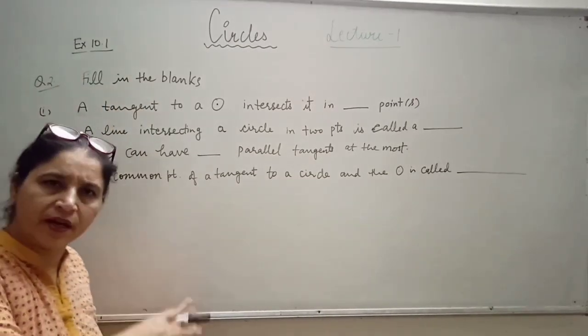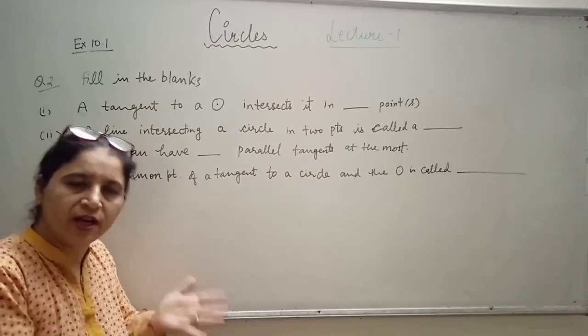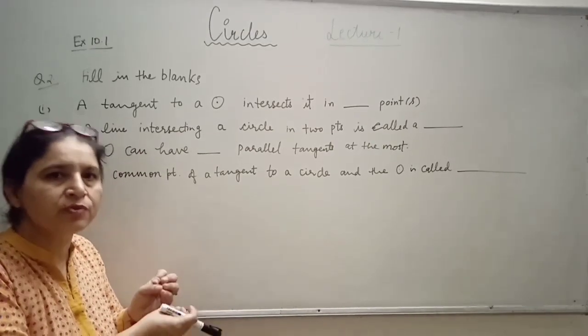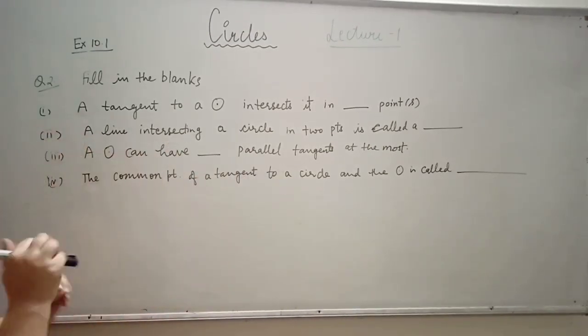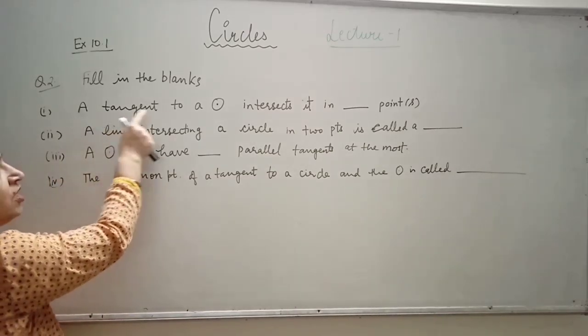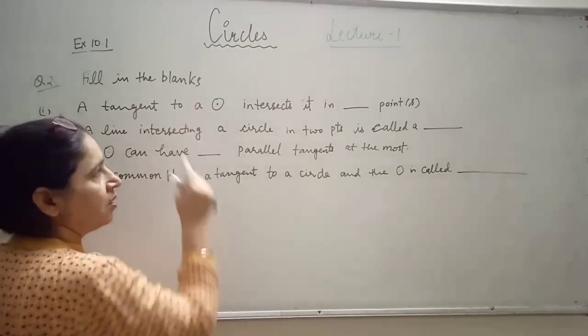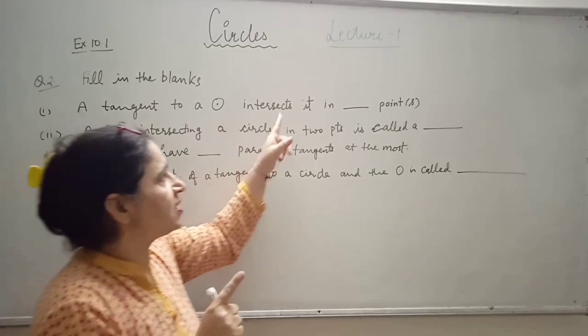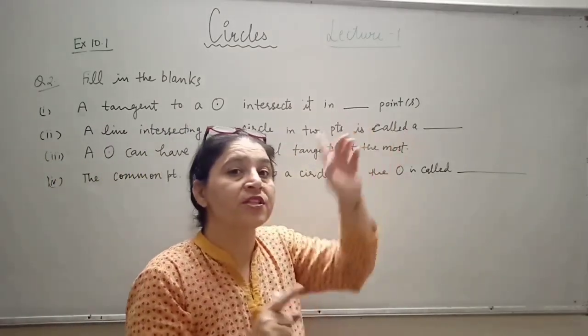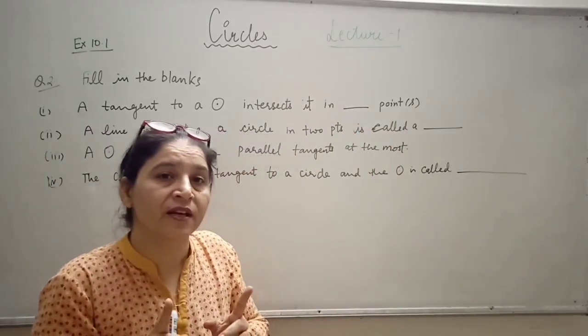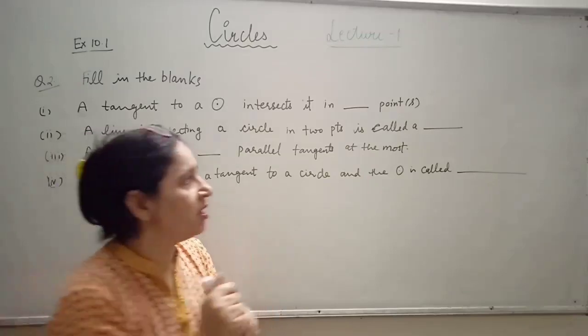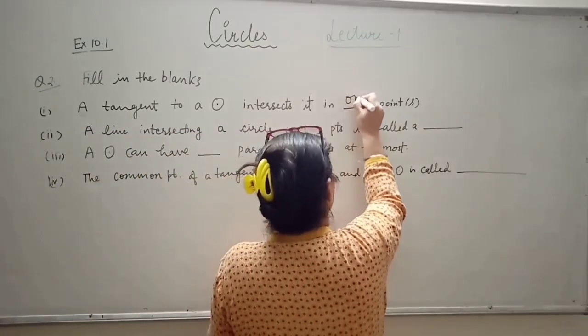ओके ओके, नाउ क्वेश्चन नंबर 2, इट इज फिल इन द ब्लैंक्स। अब ध्यान से सुनना, जो भी वट एवर वी हैव स्टडीड, जो मैंने आपको कॉन्सेप्ट समझाया है, वी हैव टू यूज टू फिल दिस fill-ups. A tangent to a circle intersects it in how many points? Tangent कितने points पर intersect करता है? सोचो, बिल्कुल सही. That is only at 1 point.